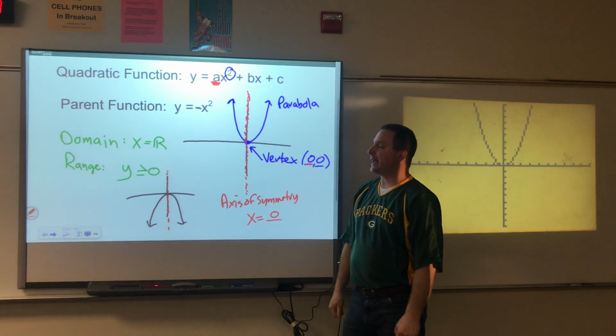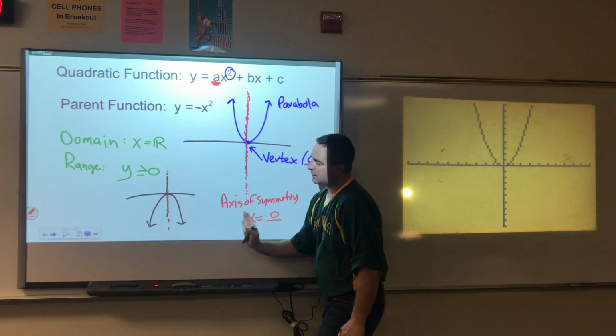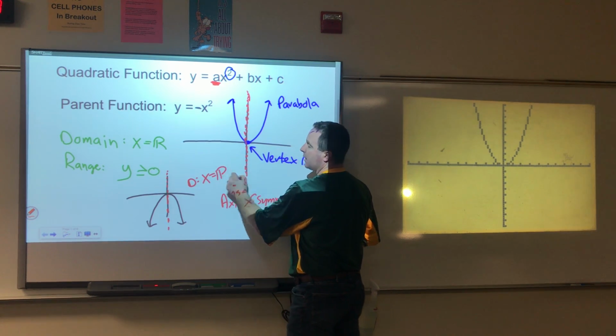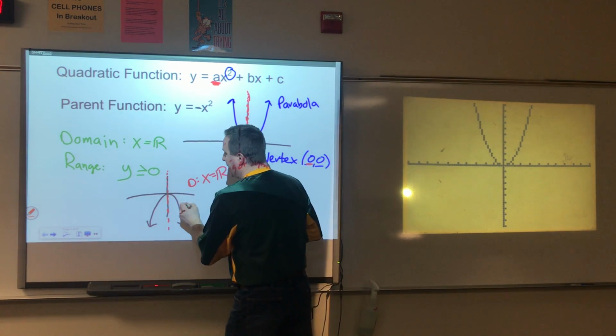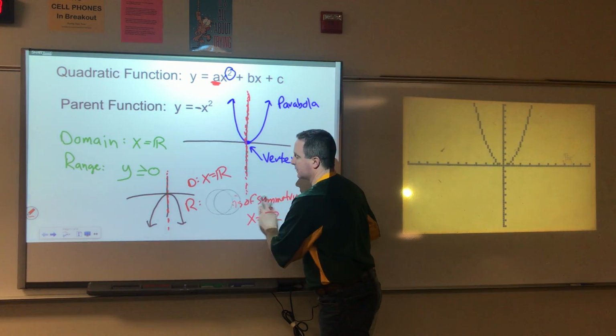How about the domain and the range? Okay, the domain, it still goes to the right forever. It still goes to the left forever. So the domain is still going to be all real numbers. But the range on this one, though, is going to be a little bit different.